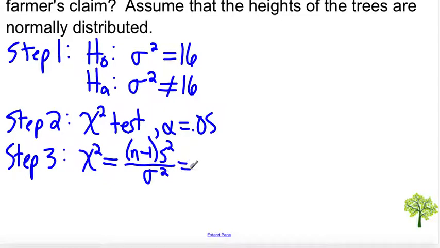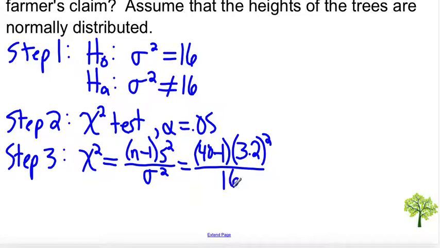Okay, how many trees was it that he had? He had 40 trees that he randomly sampled. So 40 minus 1. And then his standard deviation was 3.2. So we have 3.2 squared, over, and we need sigma squared. In our null hypothesis, sigma is already squared, so you just write 16. You don't have to square that again. So let's see. When we put this all into the calculator, 24.96 is what I got.